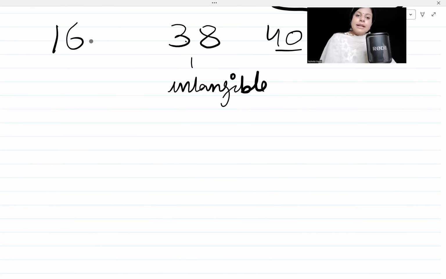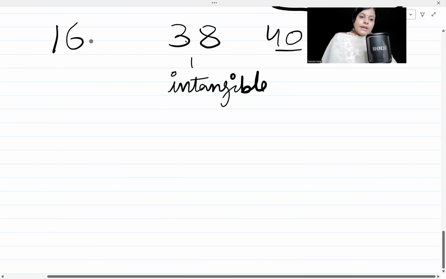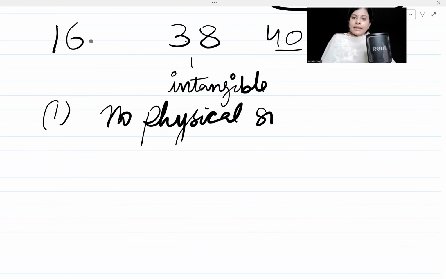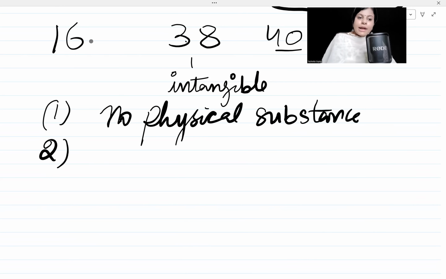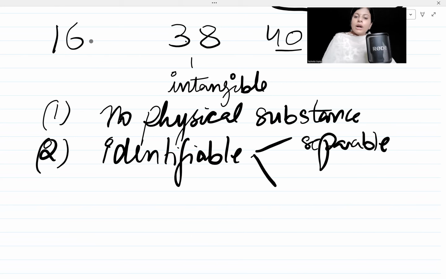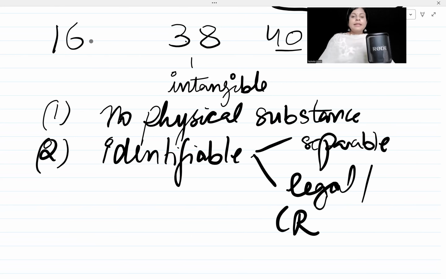Whenever we call something an intangible asset, it has no physical substance, number one. Then secondly, it is identifiable. What do you mean by identifiable? That is something which is separable or is arising out of a legal or a contractual right. That is what I mean by separable, identifiable.